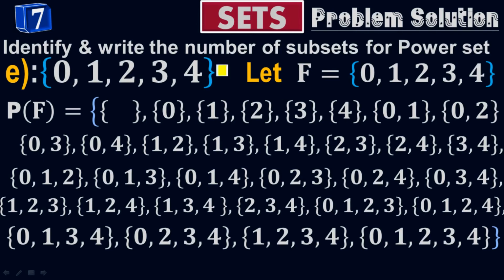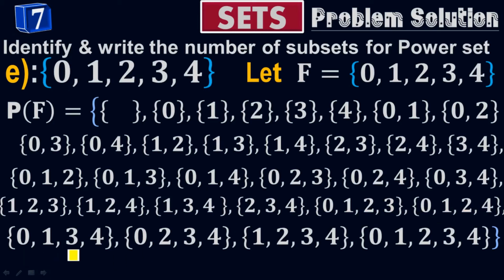At the end, I'm going to take all the elements together: 0, 1, 2, 3, 4. You check the subsets of all the 4 elements. If there is a repetition in any subset, skip it; if there is no repetition, then you have to take that subset. For example, look here. I have 0, 1, 2, 3. Here I have 0, 1, 2, 4. So 0, 1, 2, 3 is different from 0, 1, 2, 4.